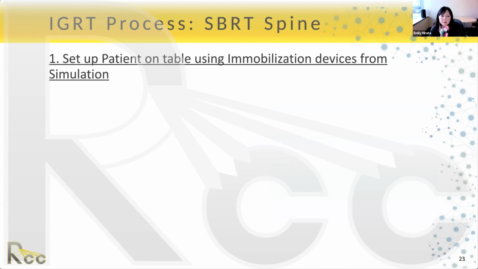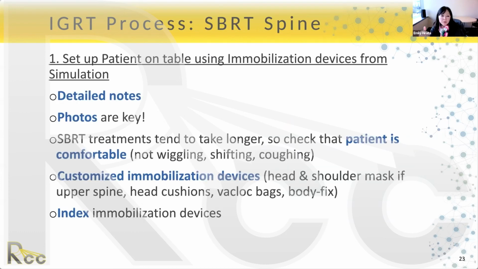So setting up the patient, we're going to go through the IGRT process now for spine SBRT. Set up the patient on the table using our immobilization devices from SIM. Again, detailed notes and photos are key. These treatments tend to take longer, so make sure the patient is comfortable. Customized immobilization devices are important. If you're doing treatments in the upper spine, a head and shoulder mask is helpful for making sure that they're not moving, that there's no twist up top. Customized head cushions make sure their head pitch is in the same spot. Certainly custom Vac-Lok bags or a BodyFix system. And again, indexing is very important.